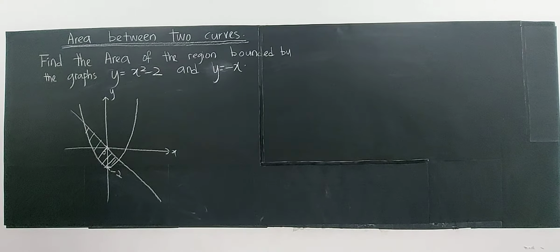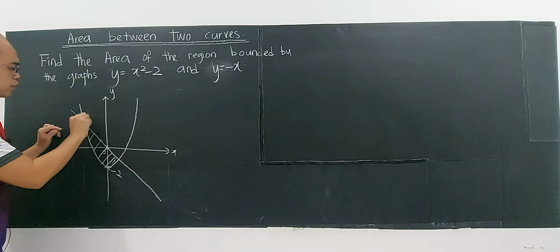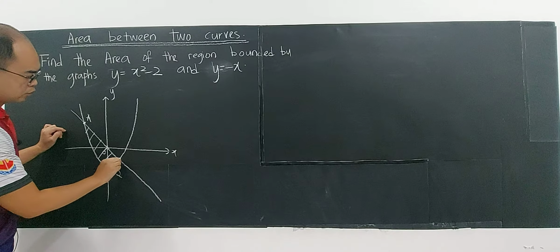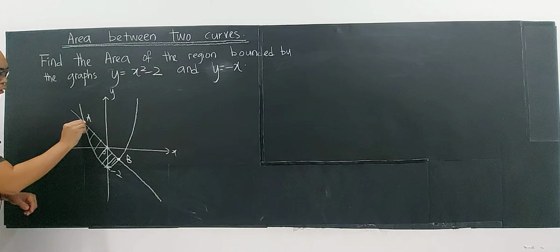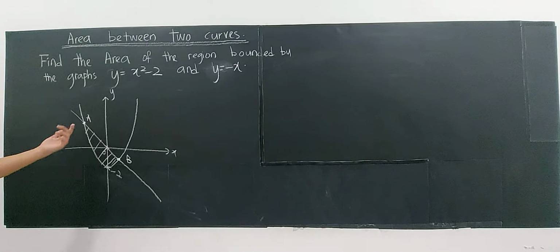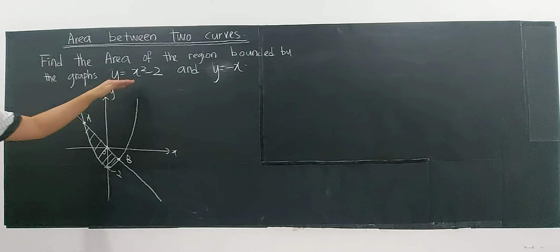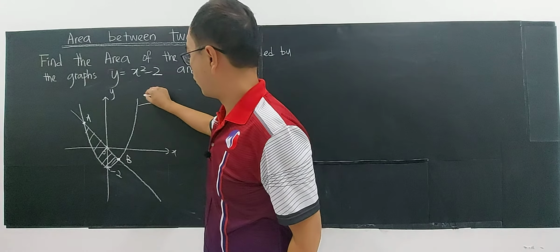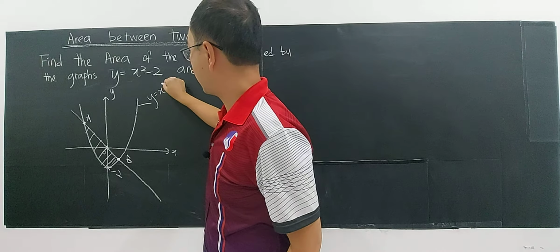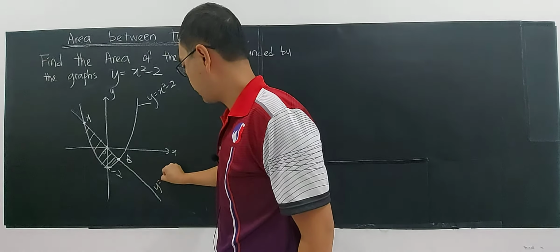So in this case, the region bounded is from point A to point B. We are not given any point A and point B. We have to find these two points by doing a simultaneous equation between these two, right? So this is the graph for y equals x squared minus 2, and this is the graph for y equals negative x.